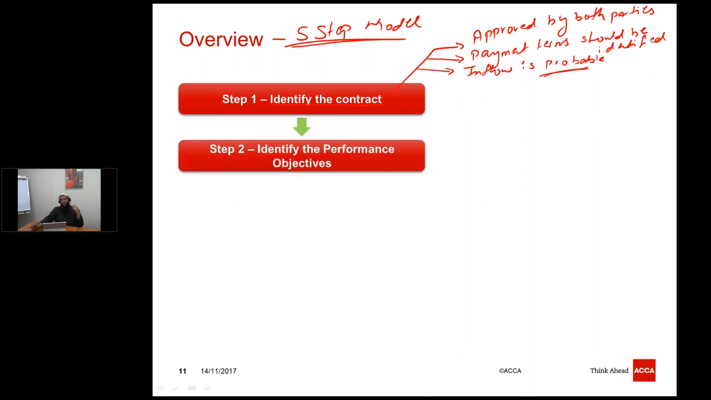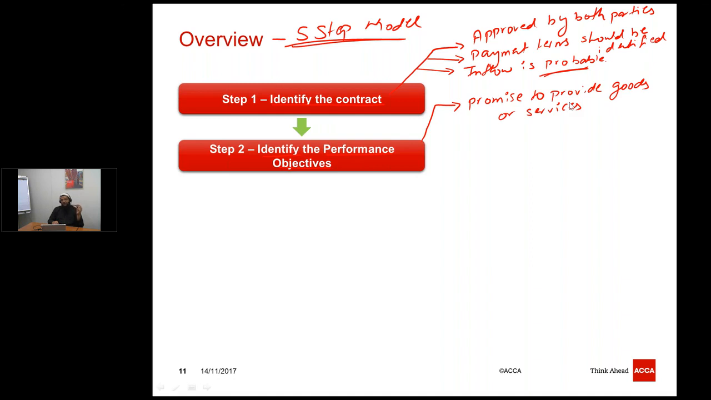Now step number 2. When the contract has been identified as complete, the second step is to identify the performance obligations. What are performance obligations? They are the promise to provide goods or services. For example, I've promised you that I will be providing 5 pens to you.